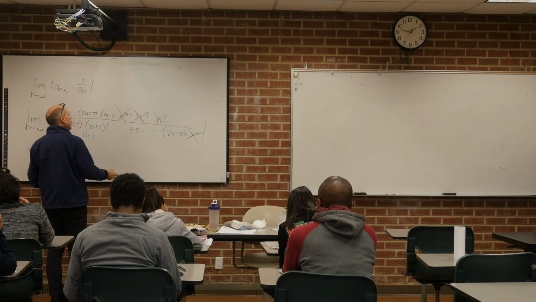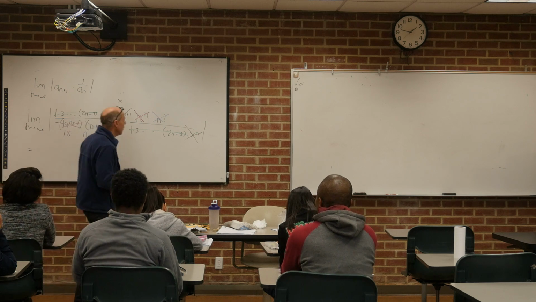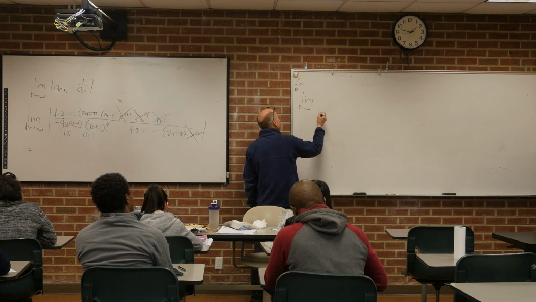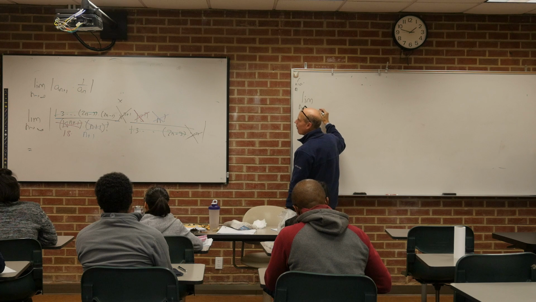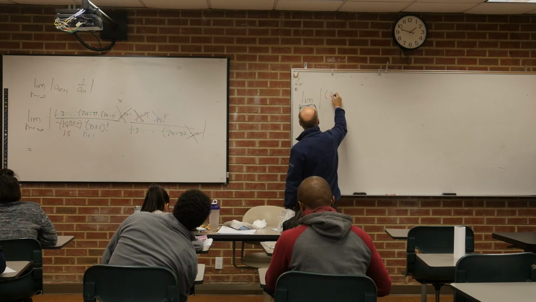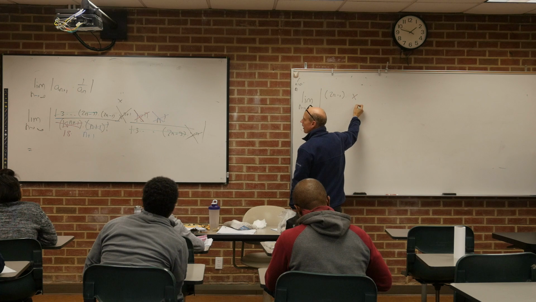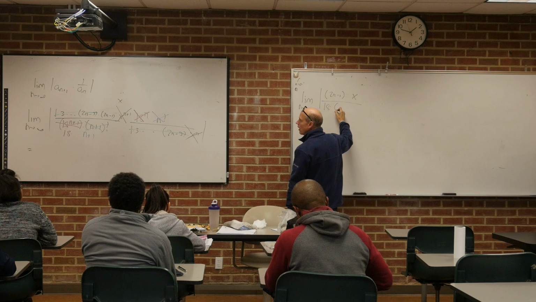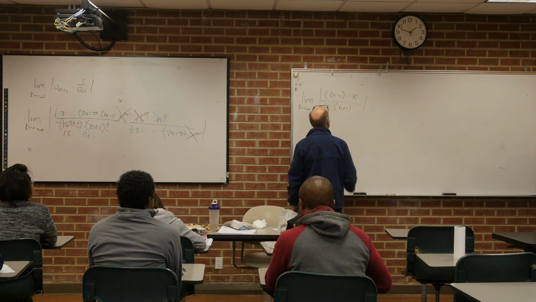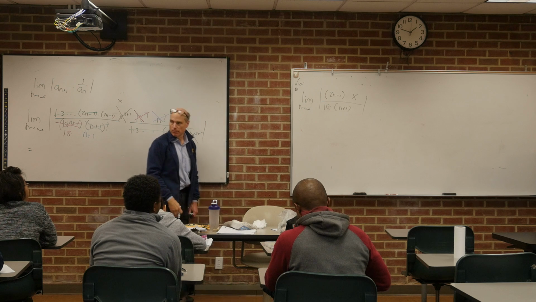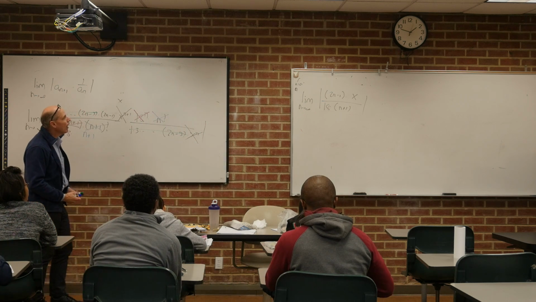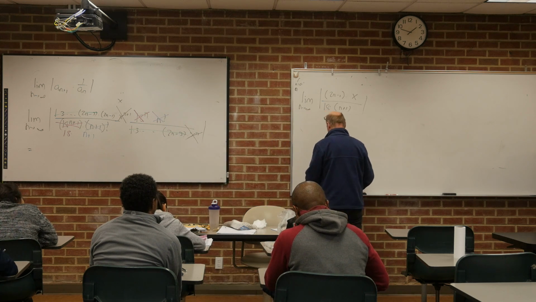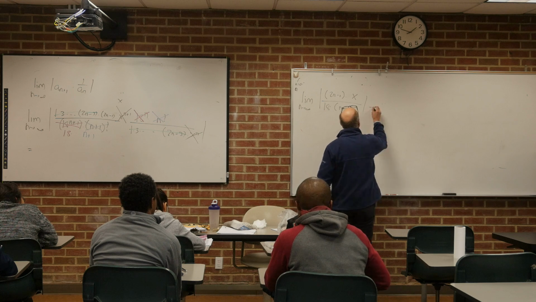What do I get here? Let's just rewrite this. Limit n goes to infinity. On the top, we've got a 2n minus 1. We've got an x. On the bottom, we've got an 18. And n plus 1. Do I have it all? And then finally, now the n goes to infinity. Actually, let me write it this way.